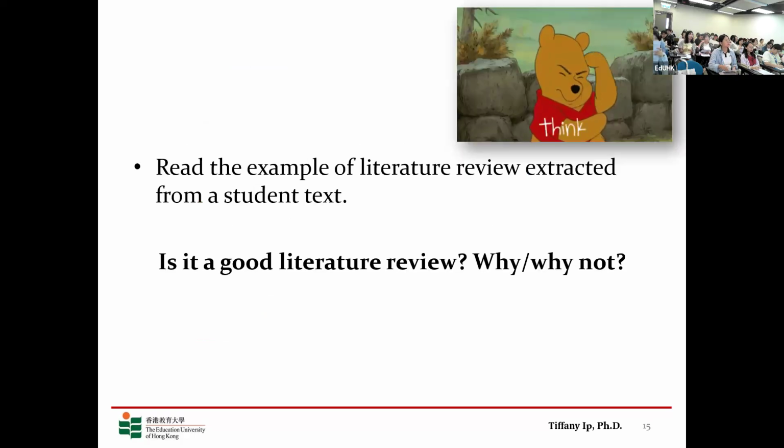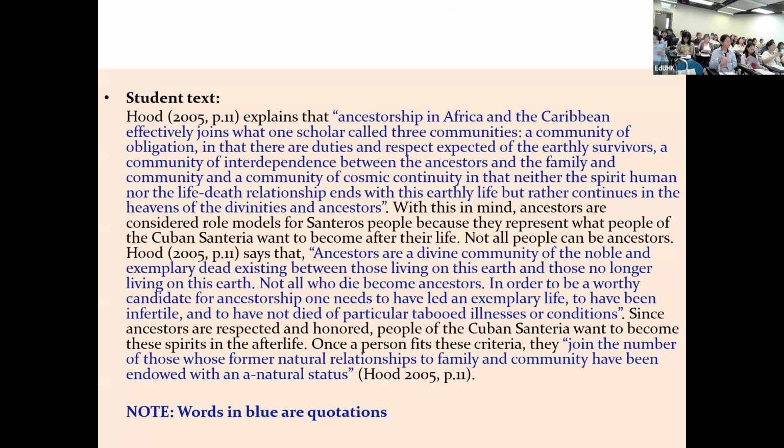And I show you one example. You can read it quickly and think whether it is a good literature review. Why not? So the next page here, a bit of quite a lot of words, but you don't need to understand every single thing. Just get a feeling from this. To tell your classmates what's wrong with it after you get some ideas.